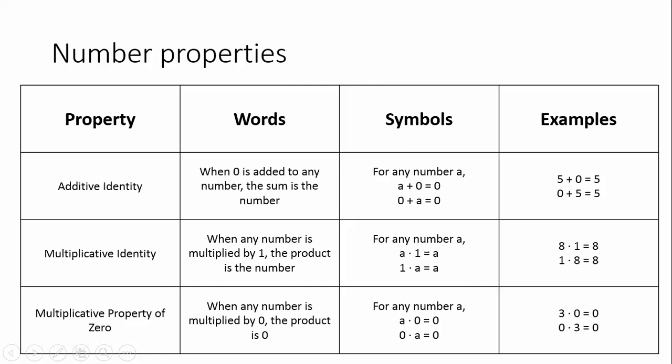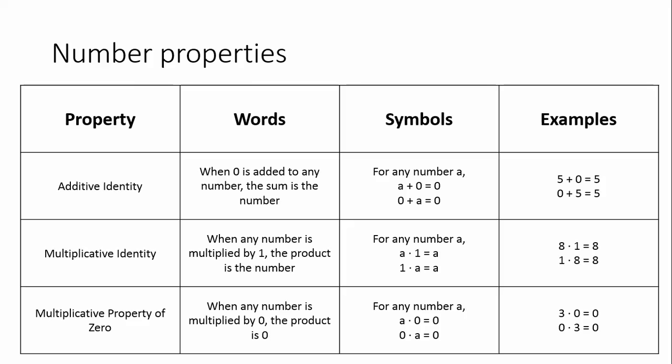Some number properties here. We have the additive identity, which states that when you add 0 to any number, the sum is still that number. So if you look at the example over on the right, we've added 0 to 5 to get 5. You can also add 5 to 0 and still get 5. The multiplicative identity states that when you multiply any number by 1, the product is that number. So you can see in the example, we've picked 8. 8 times 1 is 8, and 1 times 8 is 8.